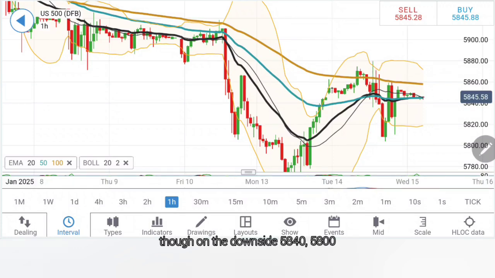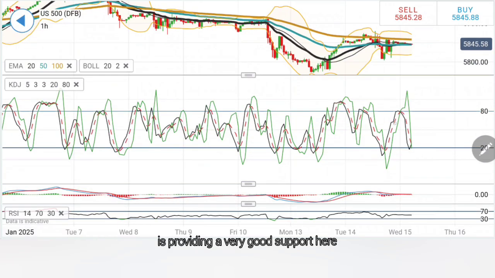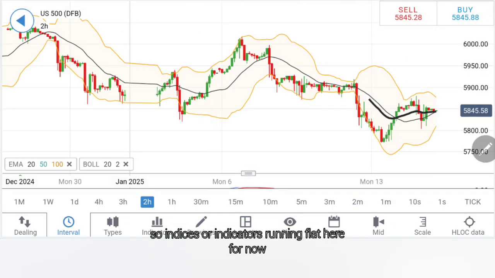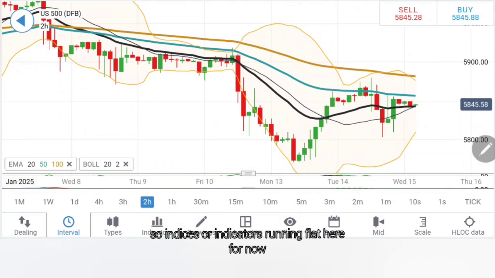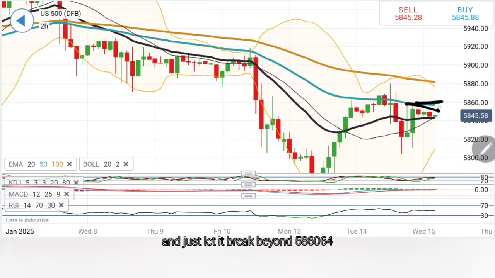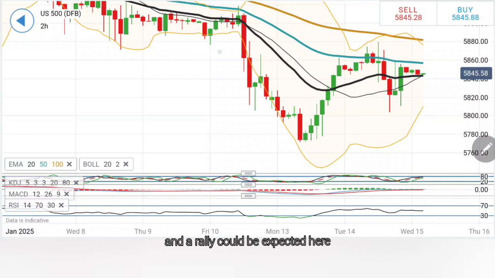Though on the downside, 5840, 5800 is providing a very good support here. See, the moving average is almost flat. Stochastic at bottom, MACD bearish, RSI flat. So indices indicators are running flat for now. On the 2 hour chart, similar is the observation. Right now trading bearish, and just let it break beyond 5860, 5864 levels and then 5880. If these two levels are taken, certainly it's a reversal and a rally could be expected here.